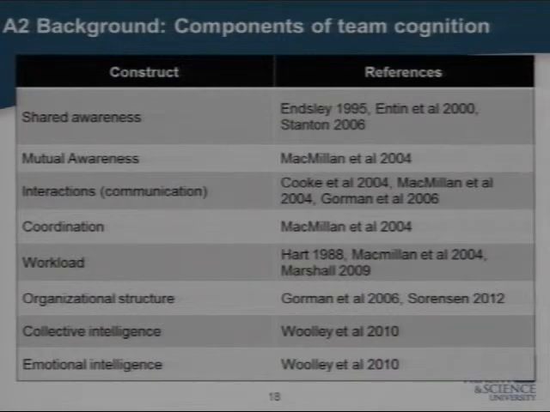What she did is she applied a battery of intelligence tests to groups and identified a latent factor for group intelligence that was actually distinct from individual intelligence. Finally, she found that emotional intelligence, as measured by the eyes test, or individuals' abilities to perceive emotion by just looking at the eyes, was correlated with this notion of collective intelligence.